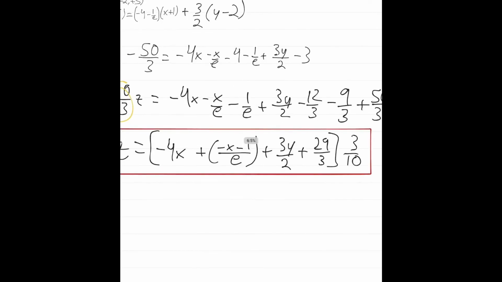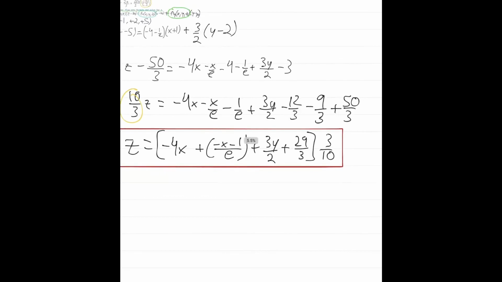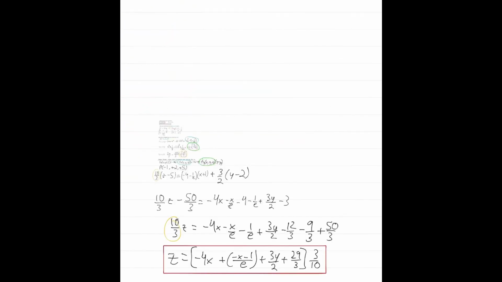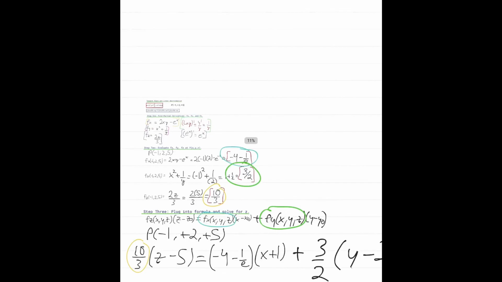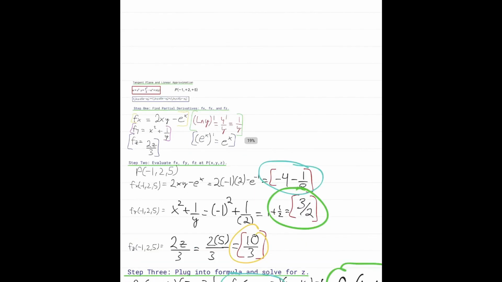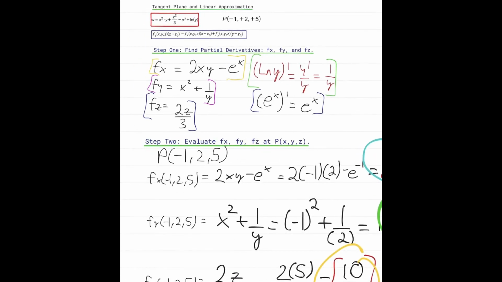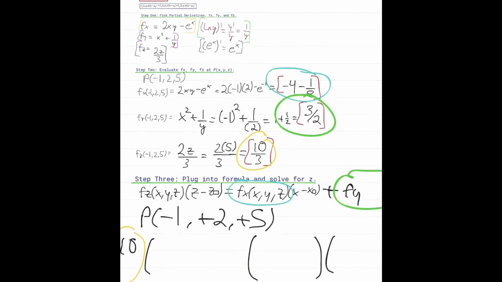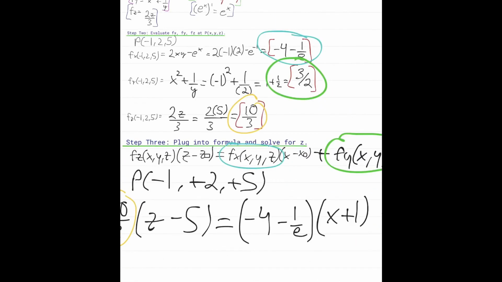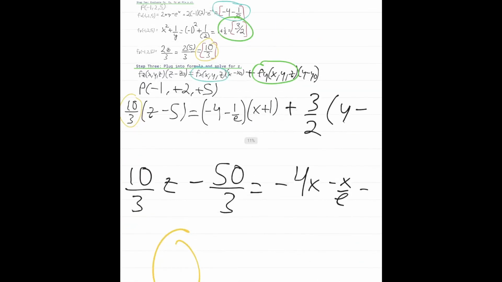And that's the answer. So basically what I did in a nutshell: step 1, the first thing we always do when we're trying to find the tangent plane in linear approximation is find the partial derivatives with respect to x, y, z, however many variables we have in the function. Then we evaluate every partial derivative at the point, which is what we did in step 2. Then in step 3, we plug it into the formula, and then we solve for z.